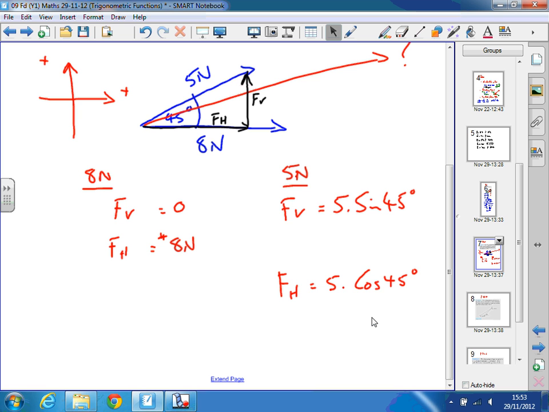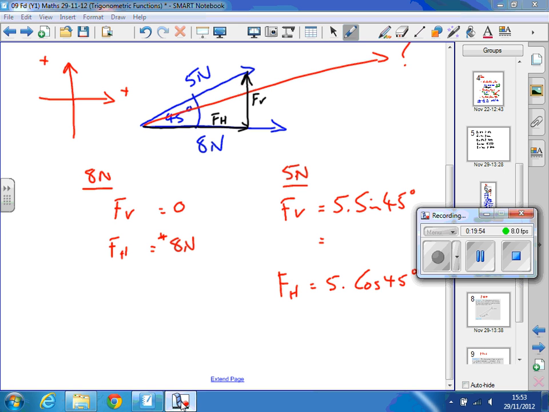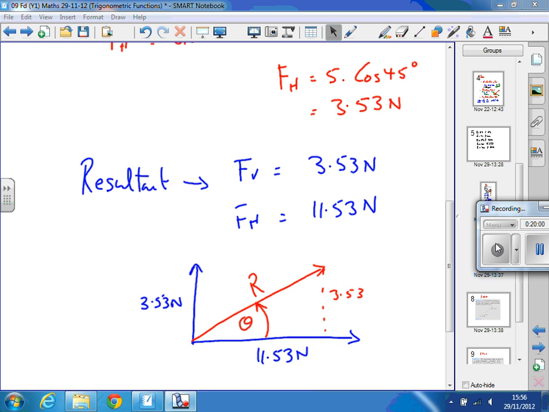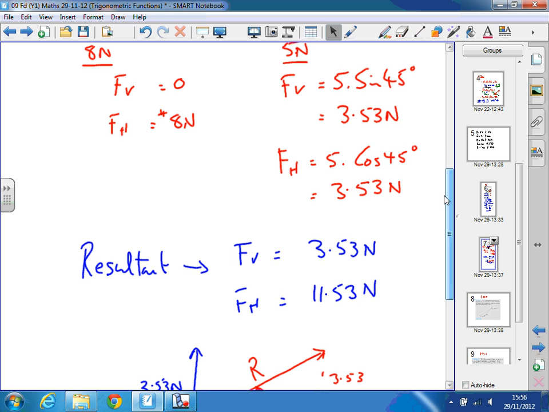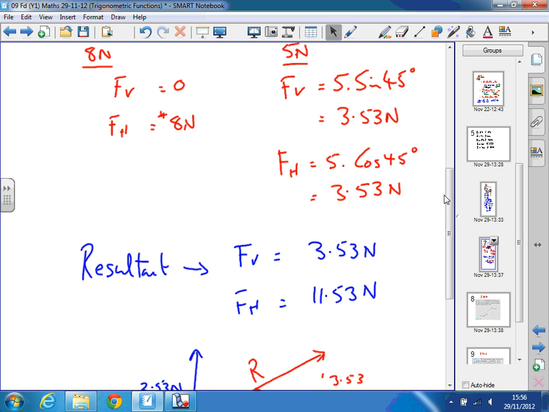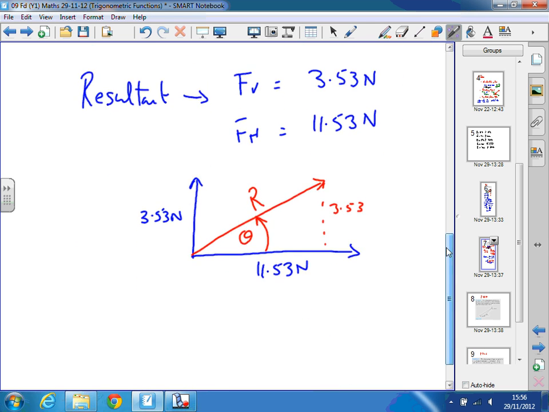What is 5 times the sine of 45 degrees? 3.53. So we've got a resultant. We add up the vertical and horizontal components of 3.53 and 11.53. Adding verticals, which is 0 plus 3.53, and horizontals, which is 8 plus 3.53, gives us this. So the resultant is this line here. So we can form a right-angled triangle here. So that side is 3.53.